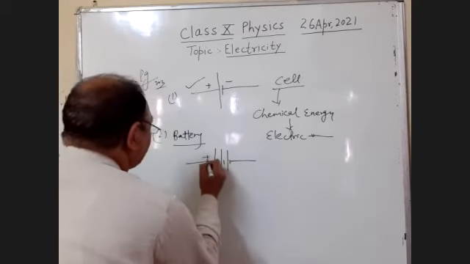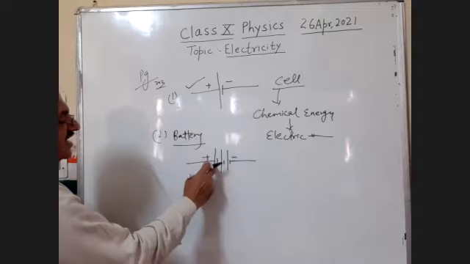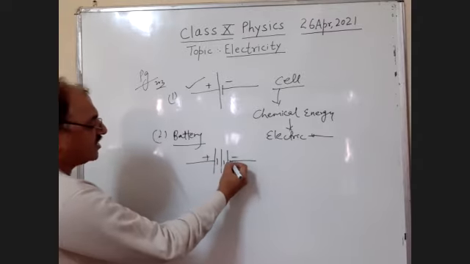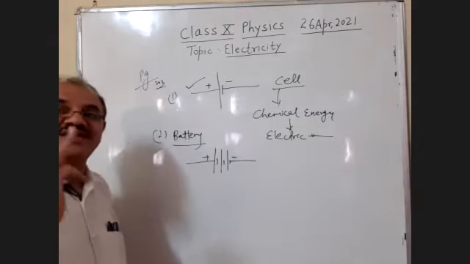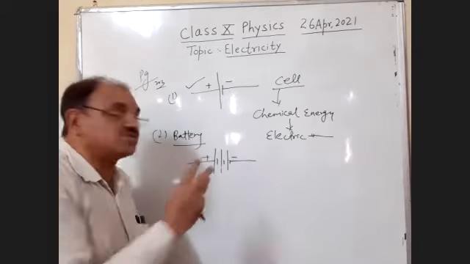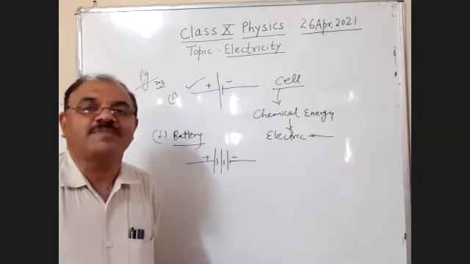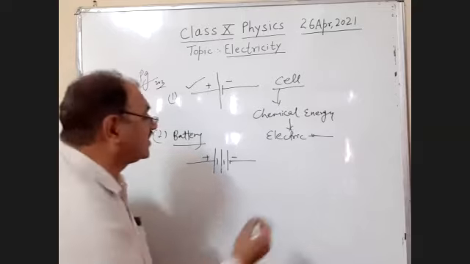Now, student, it is a positive terminal, then negative terminal, then positive and negative, again positive and negative. Student, here I have shown three cells. It is a combination. It will be two cells also. For example, the potential difference of one cell is 1.5 volt.